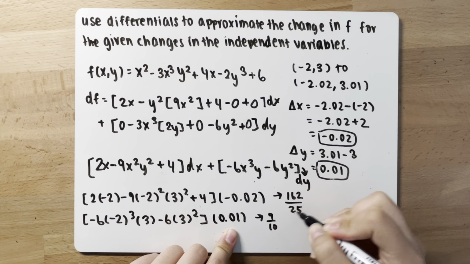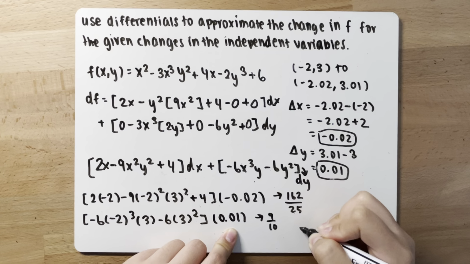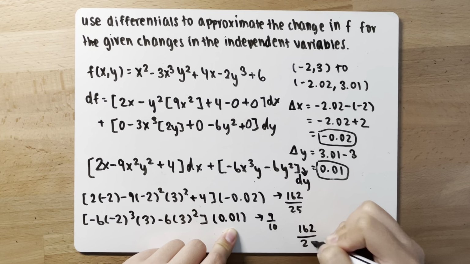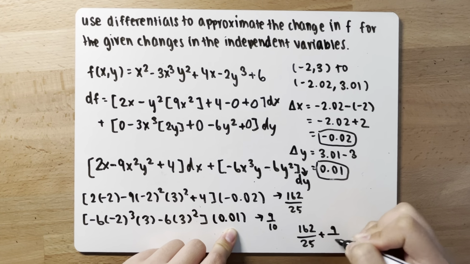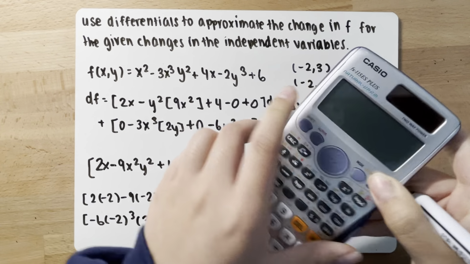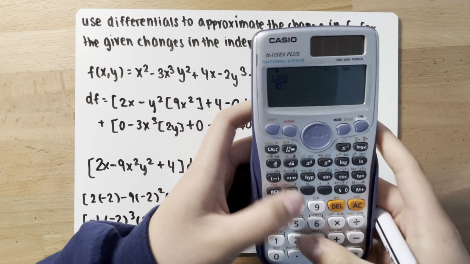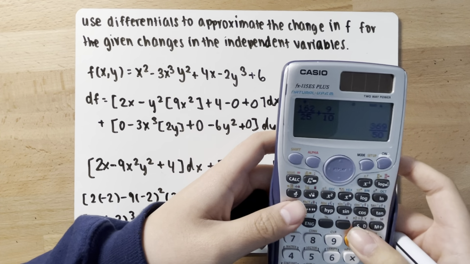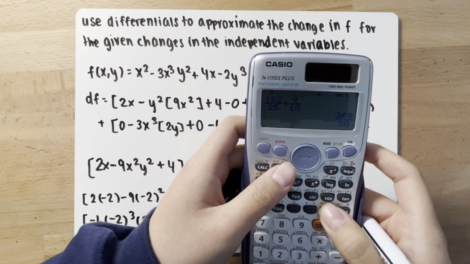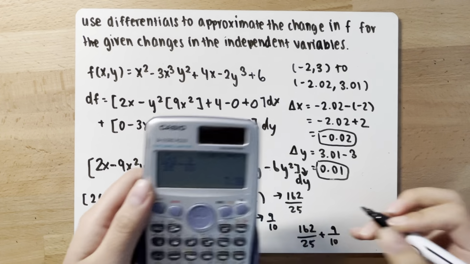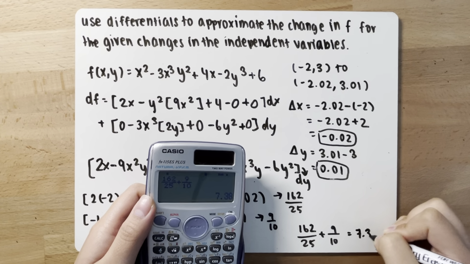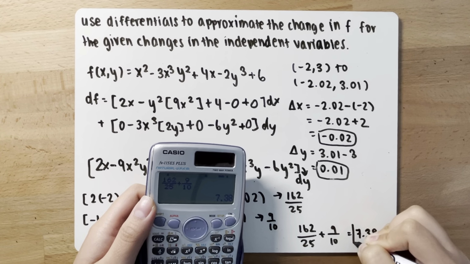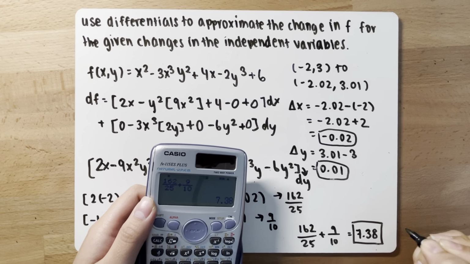Now you want to add these two values together. So 162 over 25 plus 9 over 10. Plug that in a calculator. You have 369 over 50, which is also 7.38. So this would be your answer.